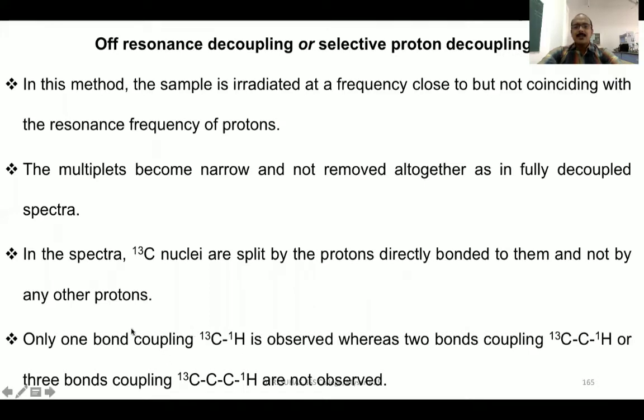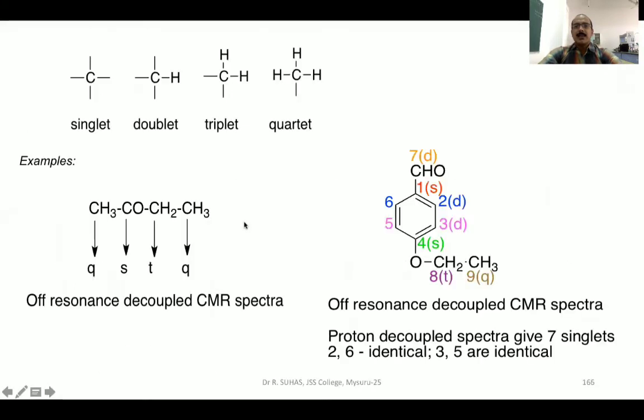That is what is shown here. Only one bond coupling. That means here 1H is directly attached to carbon, and this is observed. Whereas in 2 bond coupling, say for example, here 1H is separated by another carbon. Here 1H is there, here C13 is there. 2 bond coupling is not seen. 3 bond coupling. So that means 1, 2, 3, 3 bonds are there. The 1H and C13 are separated by 2 other carbon atoms, and this kind of coupling is also not seen. Only protons which are directly bonded to C13, only such couplings are seen in case of off-resonance decoupling.